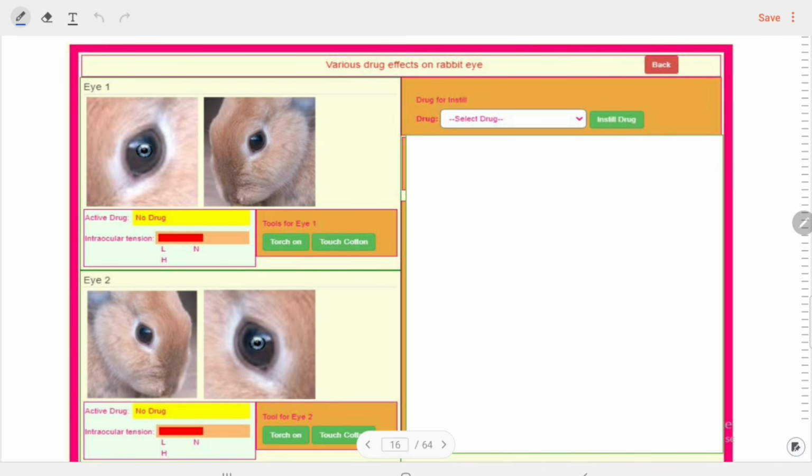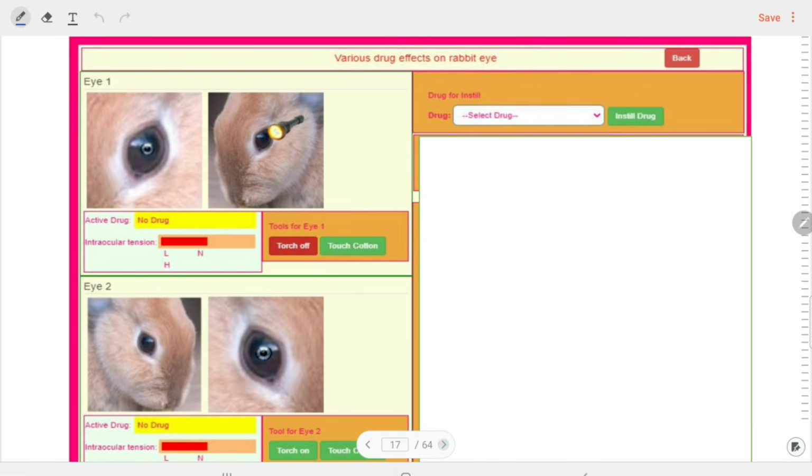There is a separate eye, I1 and I2. This is for the torch or the light reflex. We have to touch with the cotton for the corneal reflex, and this is the intraocular tension. We have to look here also. Let's start. And this is the light reflex.